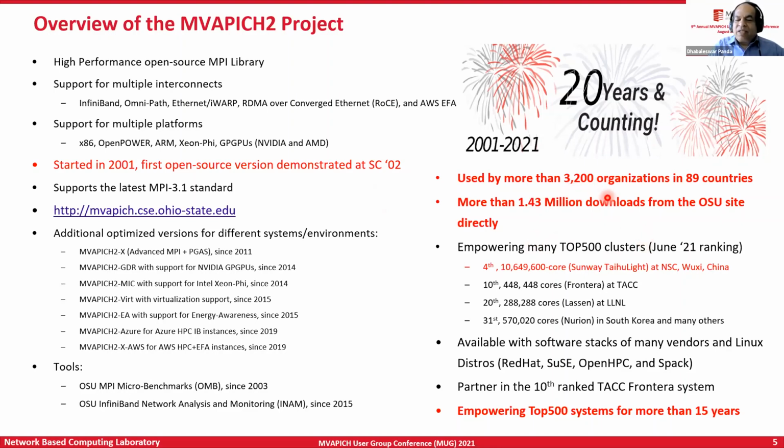The software stack is used by more than 3,200 organizations. These are our registered users. Just from our website, we crossed 1.43 million downloads last week. Of course, our MVAPICH library is available with a lot of other software stacks: Red Hat, SUSE, OpenHPC, Spack. We don't keep track of those. It's also empowering many of the Top500 clusters. We're also a partner in the 10th ranked TACC Frontera system and working closely with many of the end users to empower the Top500 systems in the last 15 years.